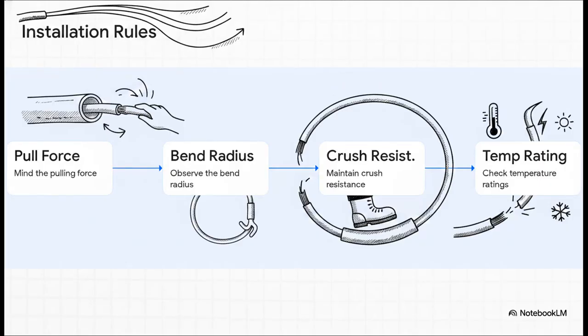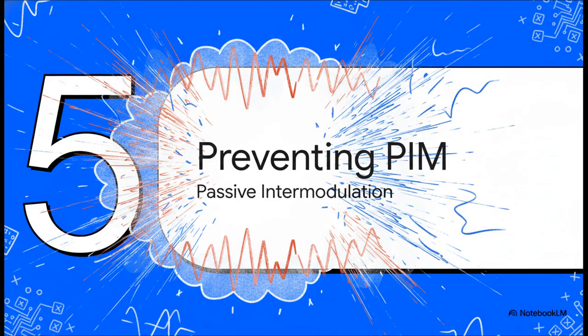But having the right cables is only half the battle. Installing them is a highly delicate operation. The engineers weaving these cables through a building's ceilings and risers must strictly follow 4 foundational physical rules. They must be extremely mindful of the pulling force, observe the maximum bend radius so they don't kink the inner core, maintain the cable's crush resistance, and constantly check the temperature ratings of the environment. If literally any of these four are violated, the physical integrity of the copper or aluminum is compromised and the signal degrades.